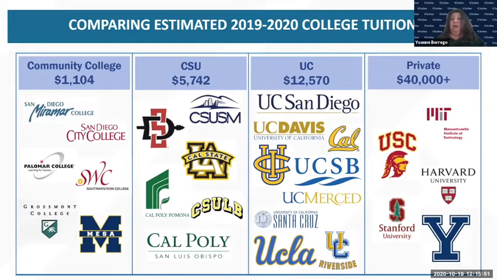So Cal State is semester, UC is quarter, and then you have your private schools. And notice that the private schools' fees can begin at $40,000. So when you start researching and applying, focus in on what it would cost to attend that institution.